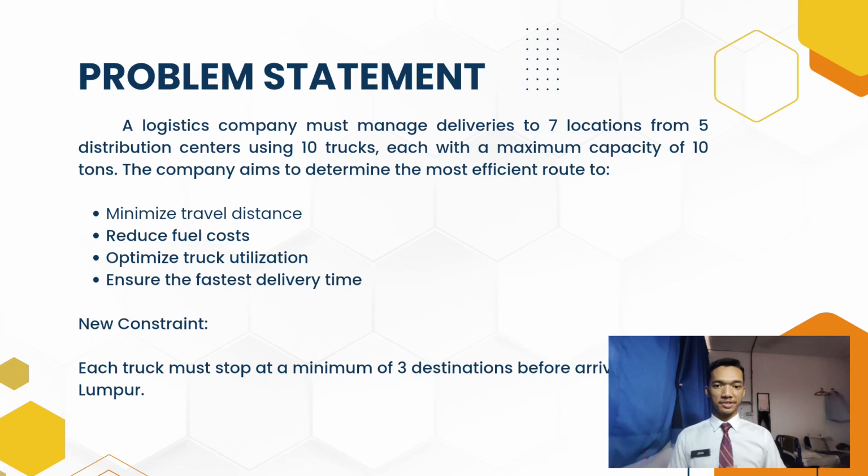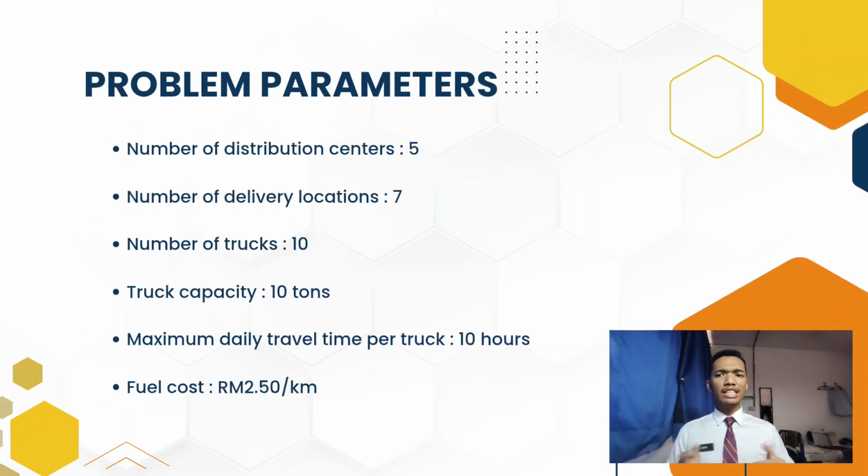So guys, let's define our problem in practical terms. Our scenario involves a logistics company that must deliver goods to 7 different locations using 10 trucks operating from 5 distribution centers. Each truck has a 10-ton capacity and can travel at 60 km per hour, operating for a maximum of 10 hours per day. The fuel cost is 2 ringgit and 50 cents per kilometer.